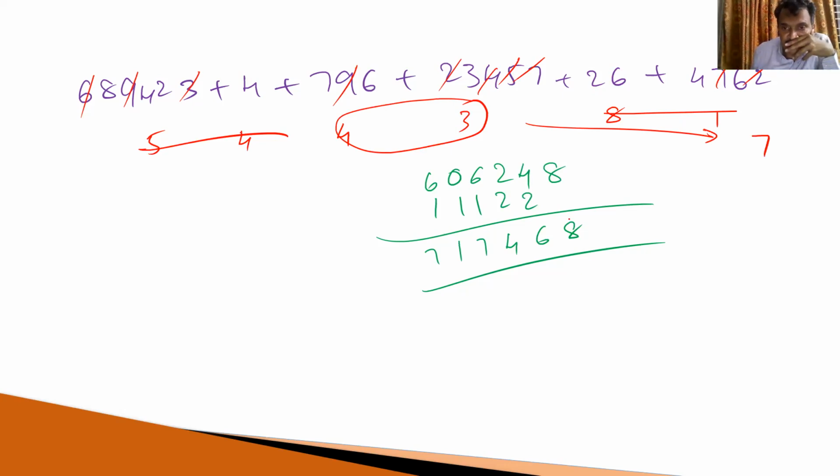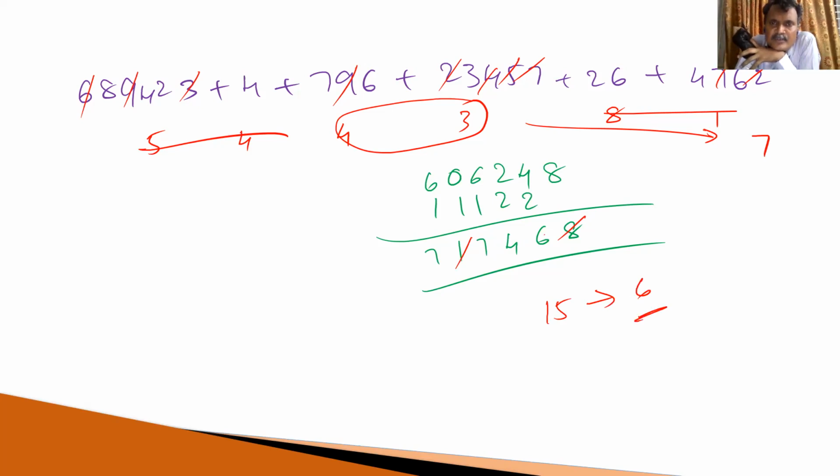Now come to this place. 8 and 1 cancel. 6 plus 4, that is equal to 10. 1. 1 plus 7, 8. 8 plus 5, 8 plus 7, 15. So 1 plus 5, that is equal to 6.